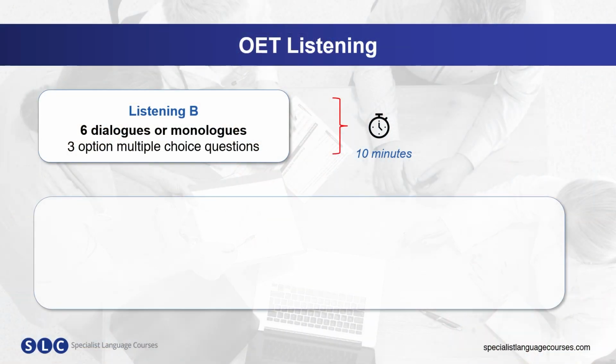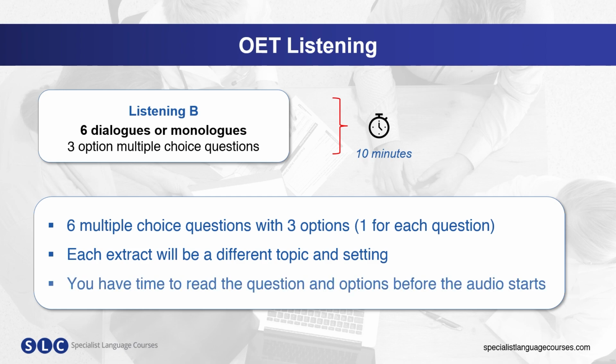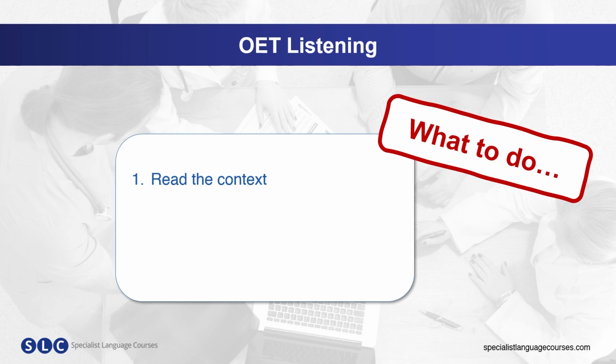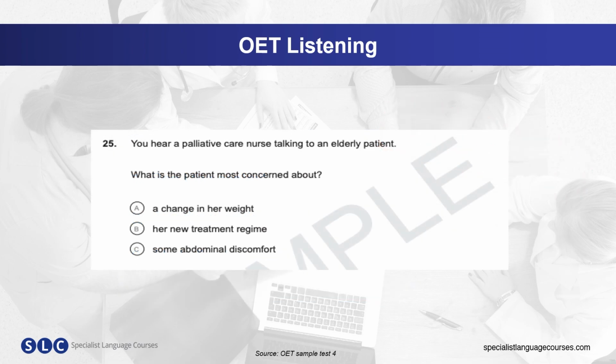Part B consists of 6 multiple choice questions with 3 options for each question. Each extract will be a different topic and setting, so the audios are not related, and you have time to read the question and options before the audio starts. It's a good idea to read the context first. Read and understand the question and then underline keywords. So let's do that in practice.